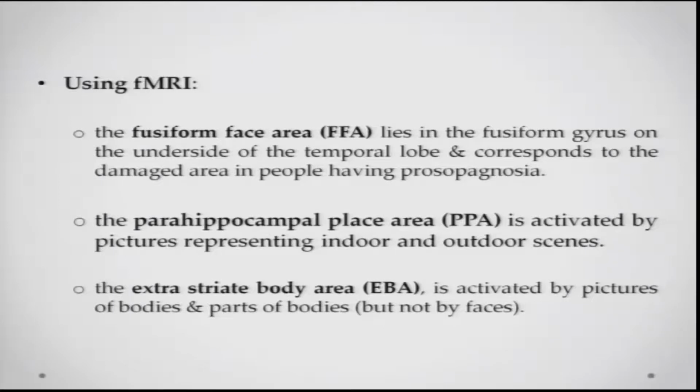Say, for example, there is this area called the fusiform face area, which lies in the fusiform gyrus on the underside of the temporal lobe, and it basically corresponds to the damaged area in people having prosopagnosia. So people who cannot really see or recognize faces have damage in this area. It is another way of saying that this area is involved in the perception of faces. The parahippocampal area is activated by looking at pictures of indoor and outdoor scenes. Similarly, the extrastriate body area is activated by pictures of body parts, but not faces.